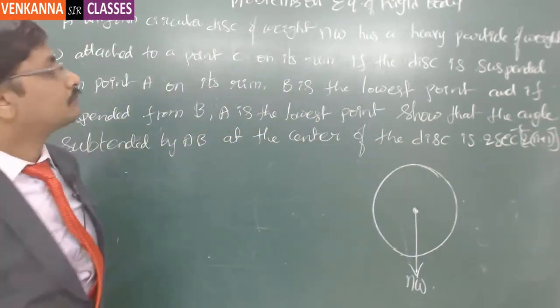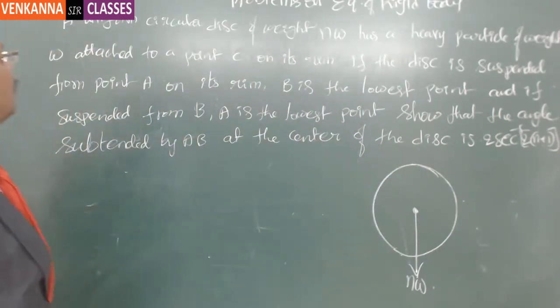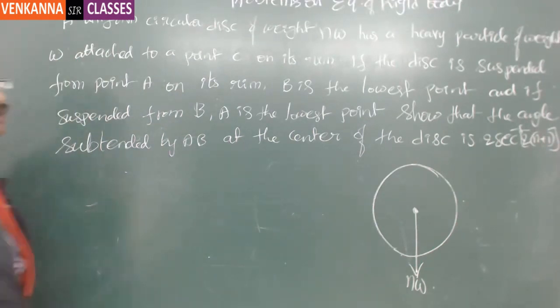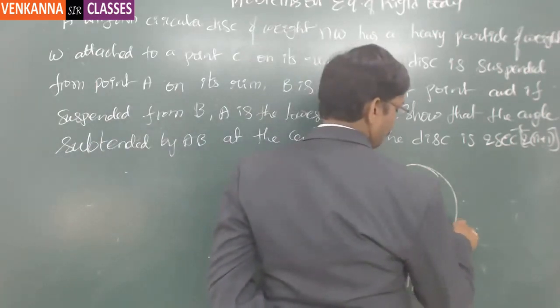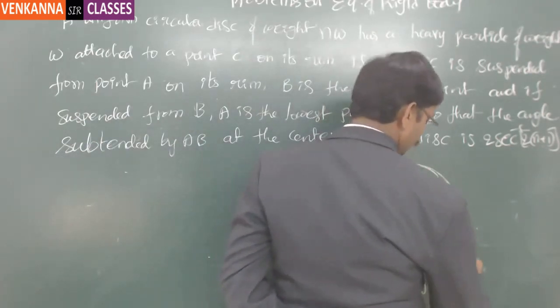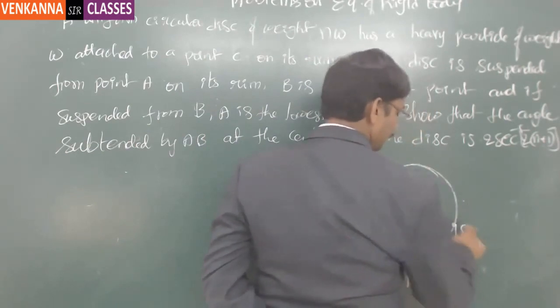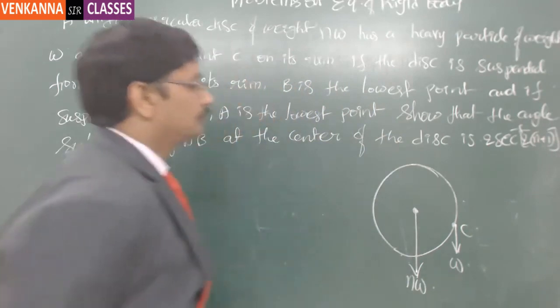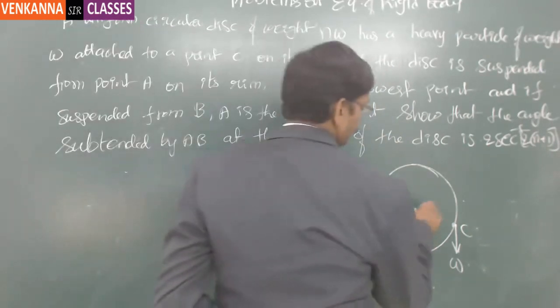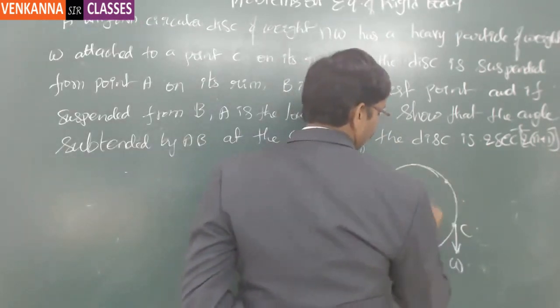And then it has a heavy particle of weight W attached to a point C on its rim. So there is a point C where the weight W is acting downwards. So this is the weight and this point is C. When it is suspended from a point A, so this is the point A.